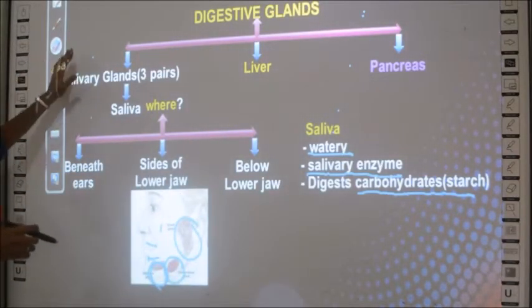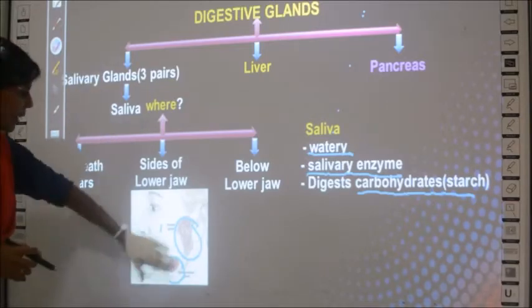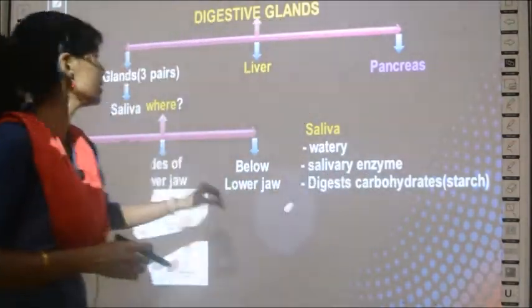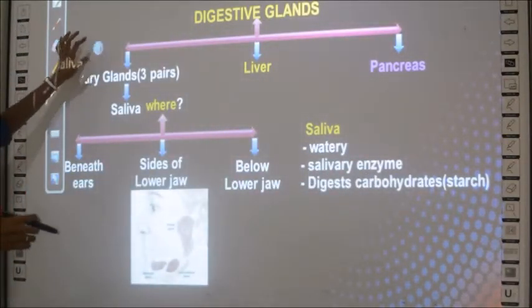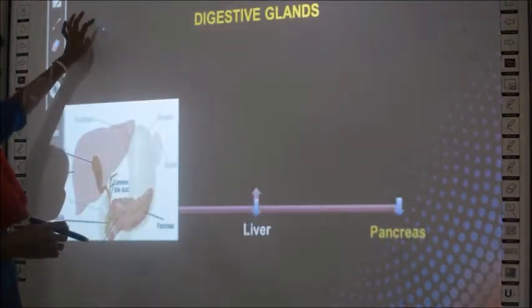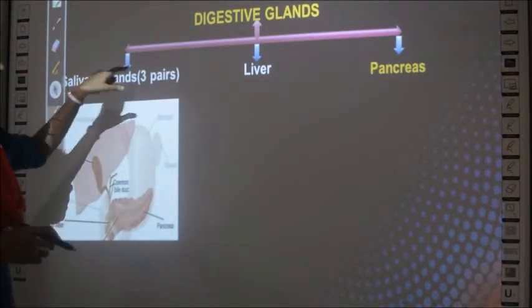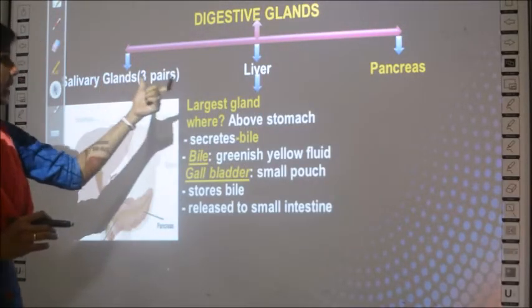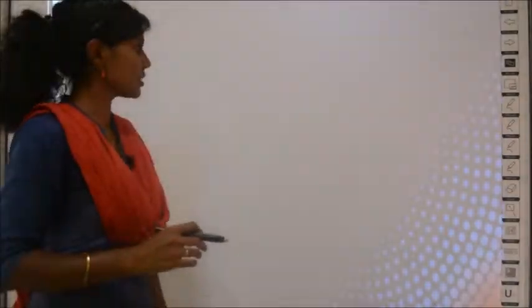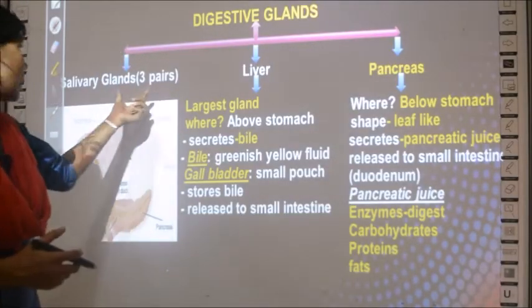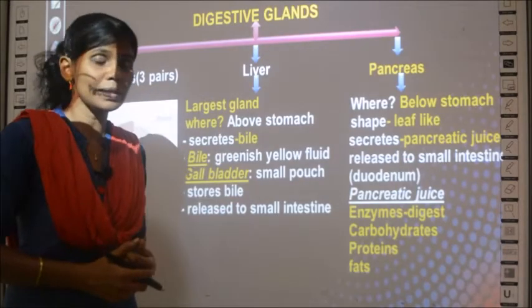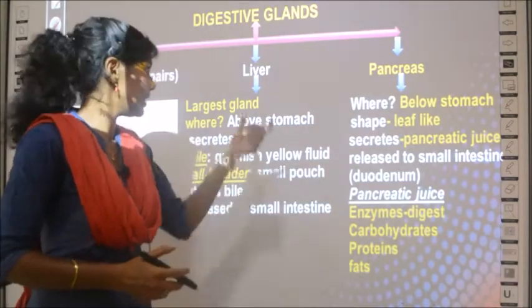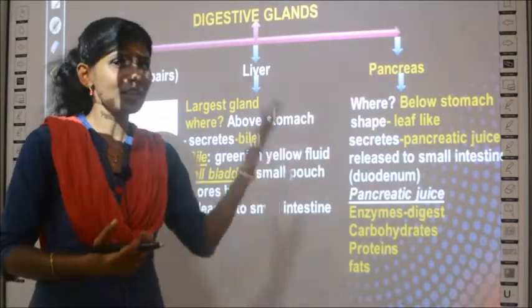So what do we have to study next? We have to study about the liver and pancreas, which we'll be studying in the next slide. Okay. So let's see. Already we have studied, no, digestive glands are of 3 types. What are they? Salivary glands, liver and pancreas, right? We have already studied salivary glands, and in this slide you are going to learn some properties of the other 2 glands. What are the other 2 glands? Liver and pancreas.